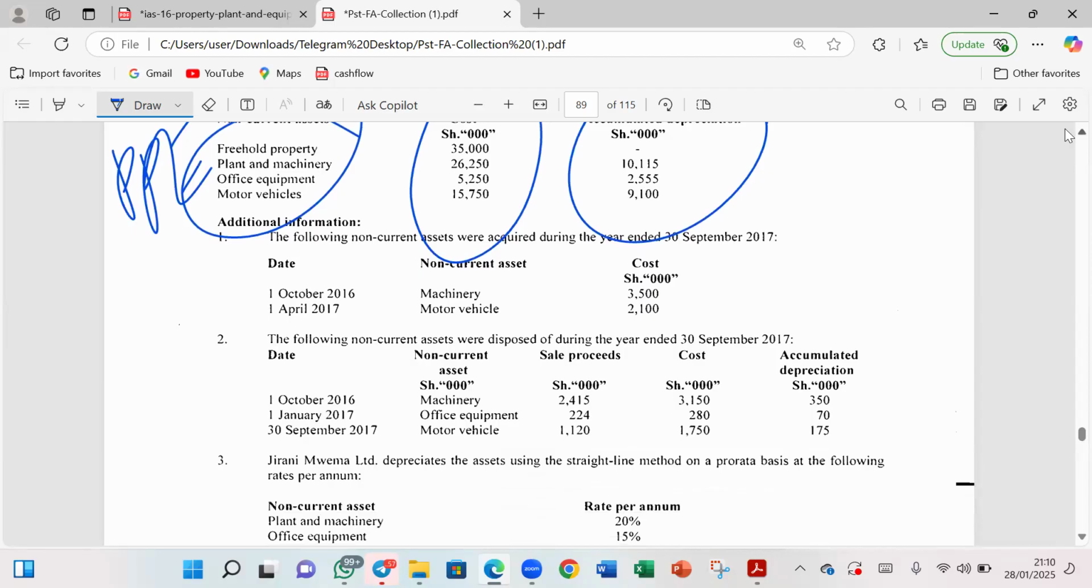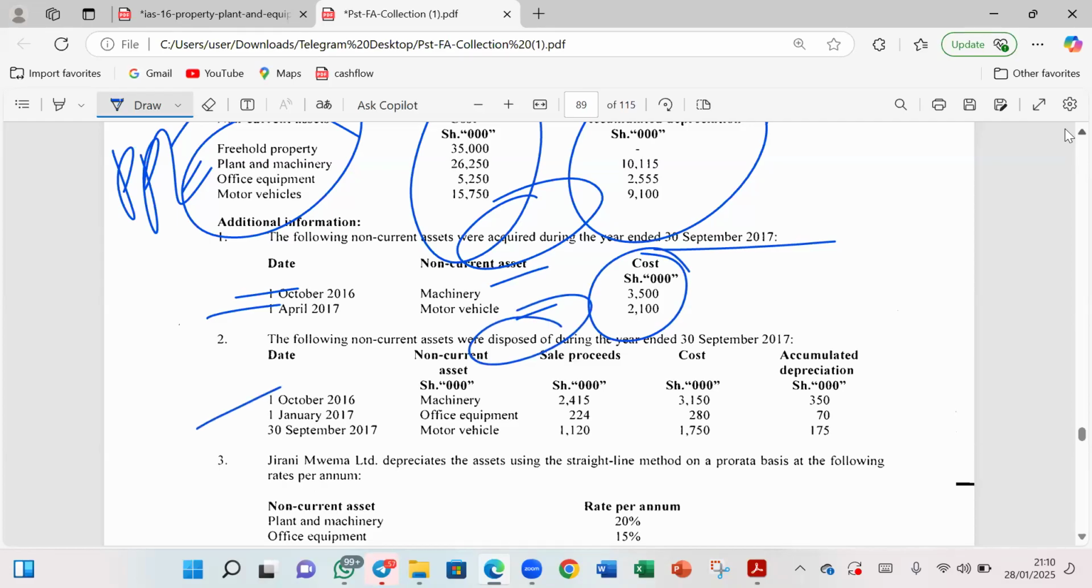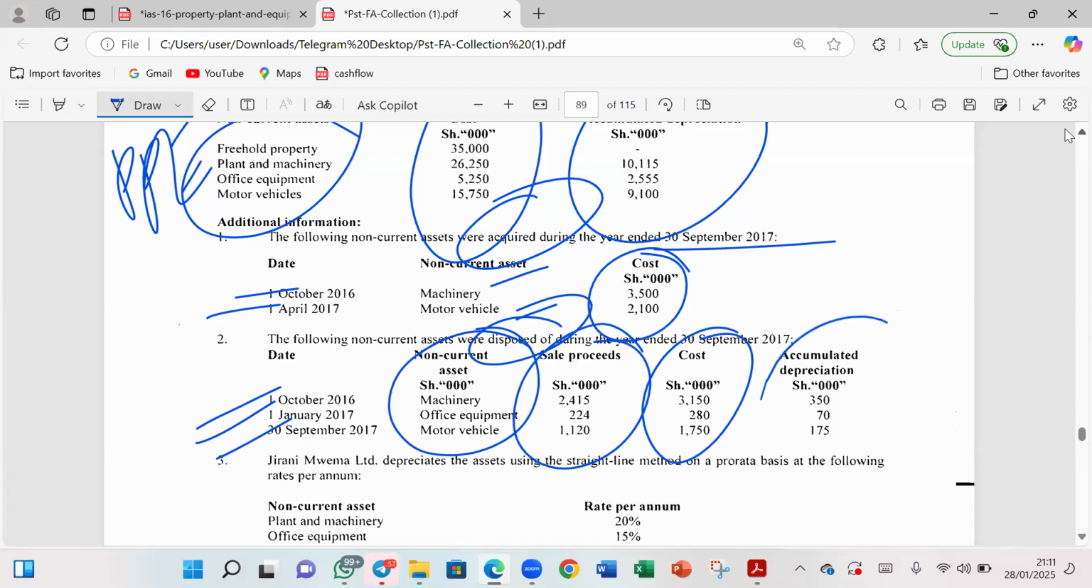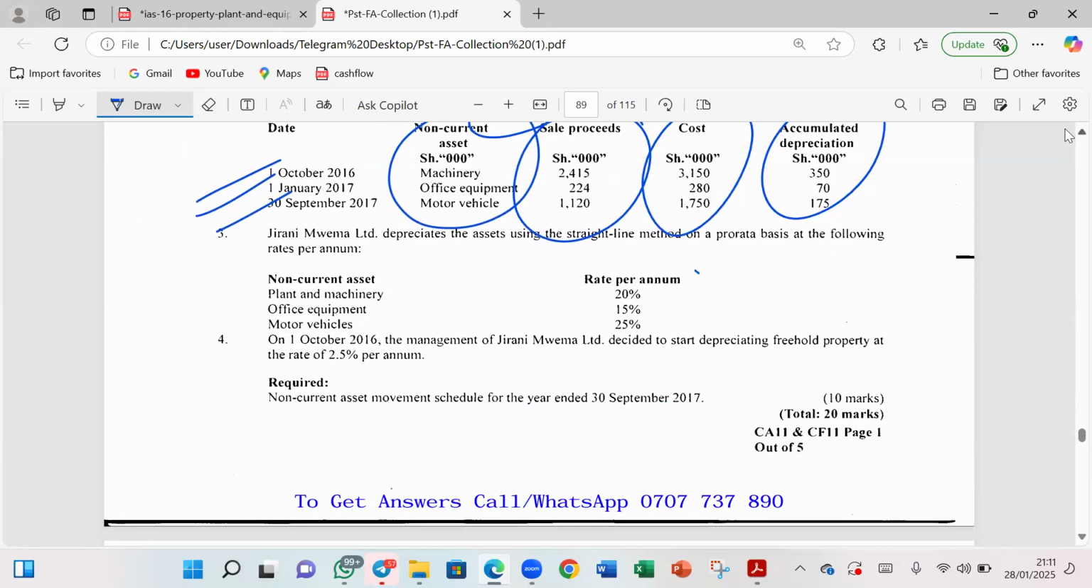Information number 1 is always about acquisition. So the following non-current assets were acquired during the year, and that is September 2017. You see the dates and the machines at their cost. Then we had a disposal. You can see we have 3 October 2016, January 2017, and September. We have the items that were disposed, their sales proceeds, their cost, and their accumulated depreciation, the same as the other question. The rates are different: plant and machinery 20%, office equipment 15%, and motor vehicle 25%.